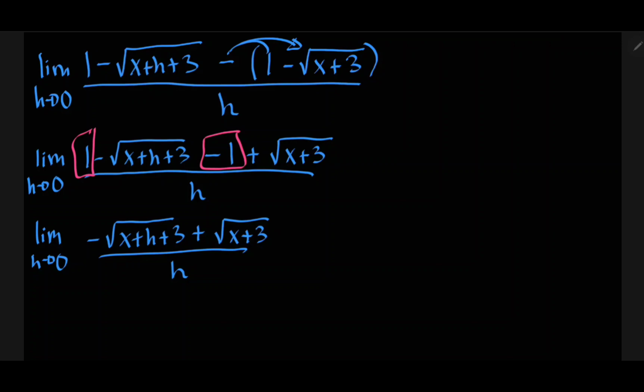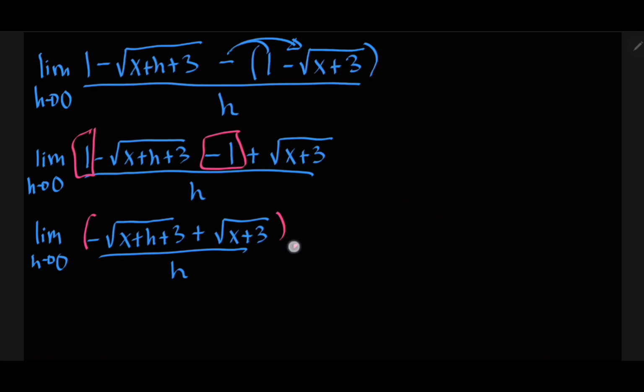This is where we get left in a pickle. We don't have a way to cancel this h on our denominator. And if we do direct substitution of putting 0 in for h, we have a 0 on the denominator still. So the only way to manipulate this equation is to find our conjugate for this term.